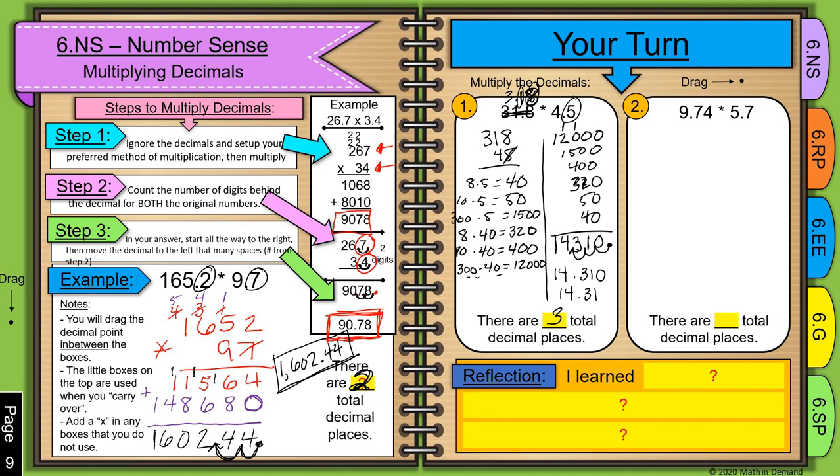So you're going to try this second problem on your own, and we'll check your answer when you come back to class. The other thing I would like you to do is to write a little reflection. So what did you learn? What are some of the really important things that you want to remember and take away from the lesson so you will have success with multiplying with decimals?